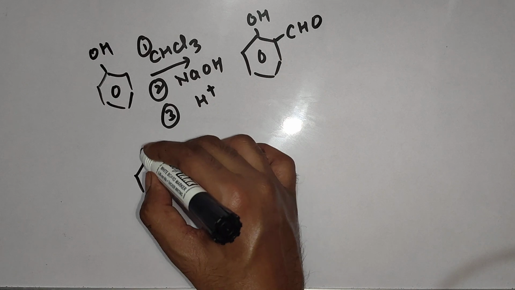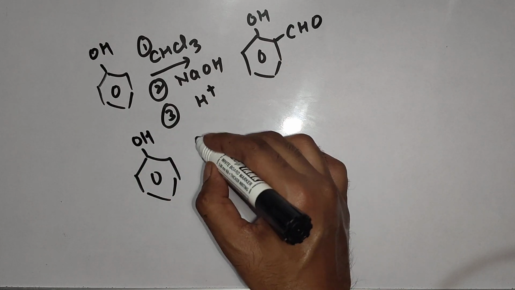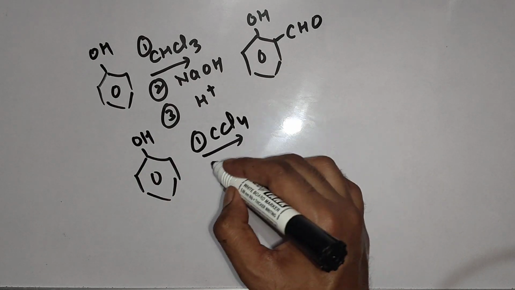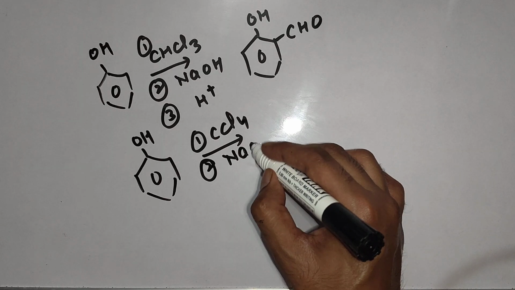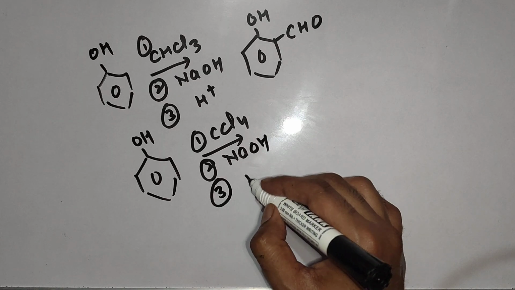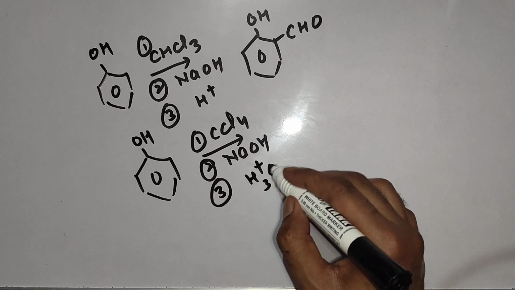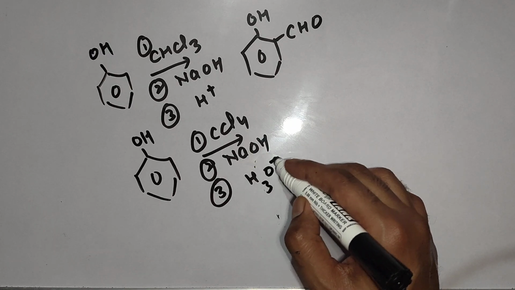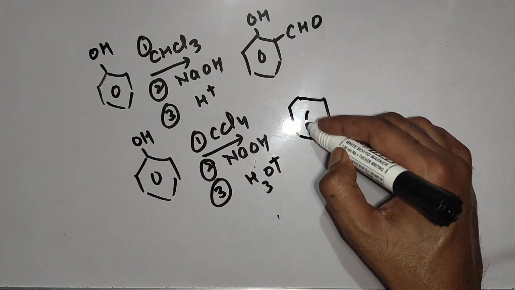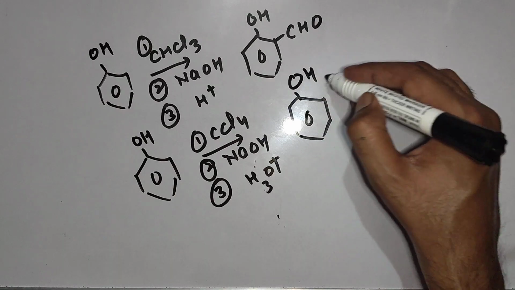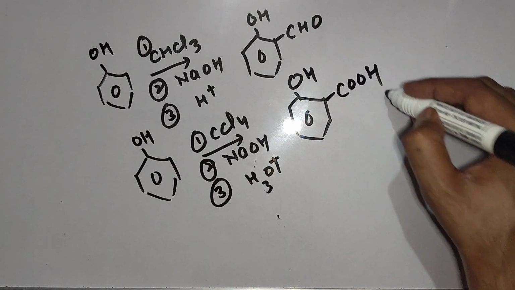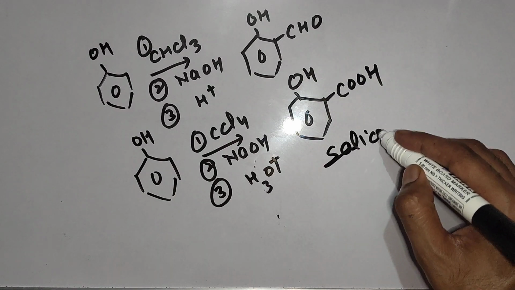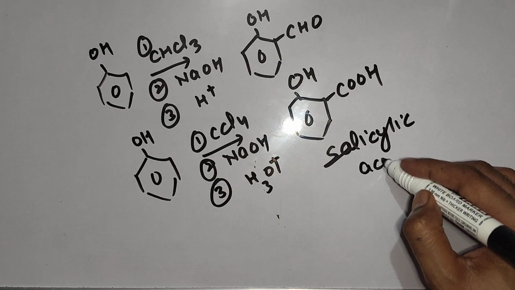And if phenol is treated with CCl4, sodium hydroxide, and third acid, sometimes they can write it like this also, H3O positive, so don't get confused. This one. So here you need to add a carboxylic functional group, salicylic acid will be the major product. Very, very important reaction.